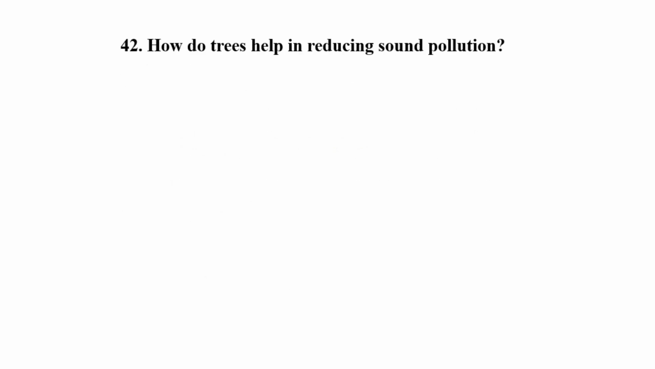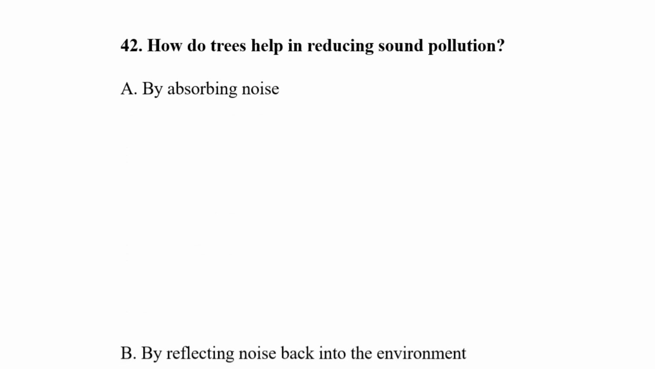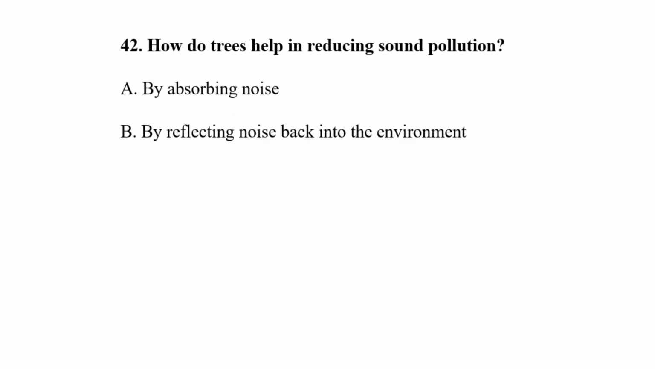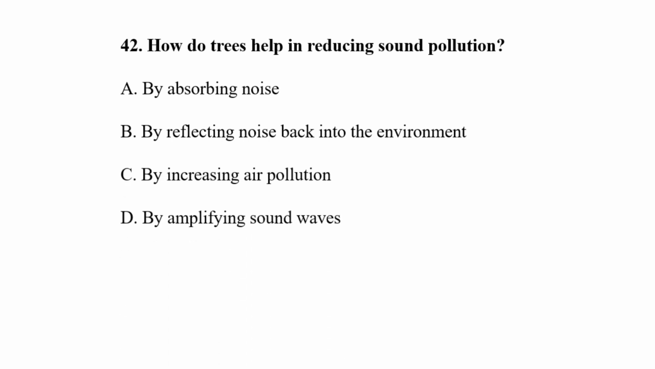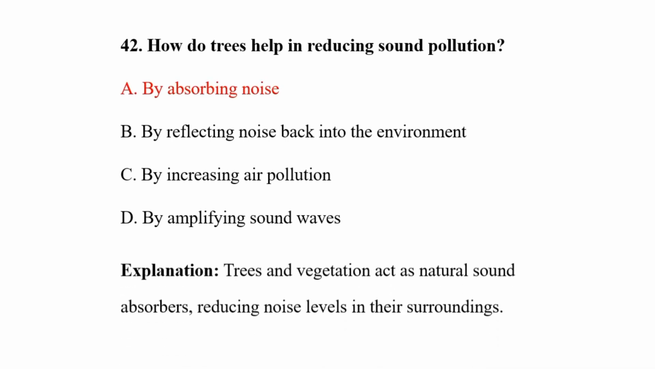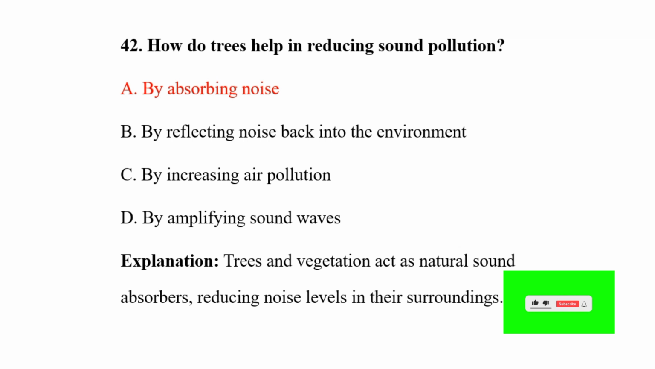Question number 42. How do trees help in reducing sound pollution? A. By absorbing noise. B. By reflecting noise back into the environment. C. By increasing air pollution. D. By amplifying sound waves. The answer is by absorbing noise. Trees and vegetation act as natural sound absorbers, reducing noise levels in their surroundings.